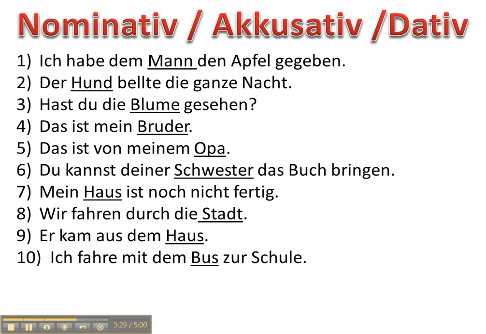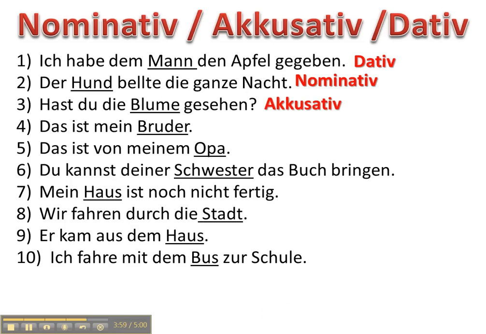Okay, so now we're going to practice whether the underlined word in the sentences is nominative, accusative, or dative. Nummer 1, ich habe dem Mann den Apfel gegeben. So the man here is dative because he's the indirect object. Der Hund bellte die ganze Nacht. So the Hund here is the subject, so it's nominative. Nummer 3, hast du die Blume gesehen? Flower here is the direct object, so it's accusative.